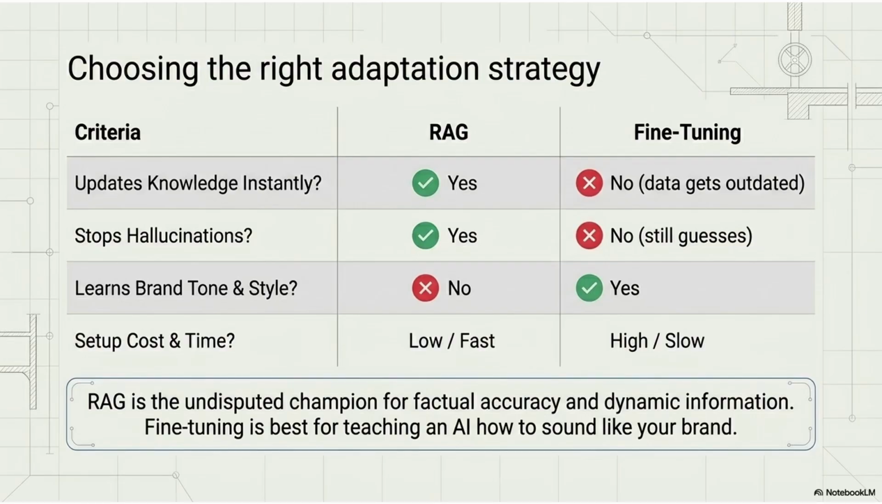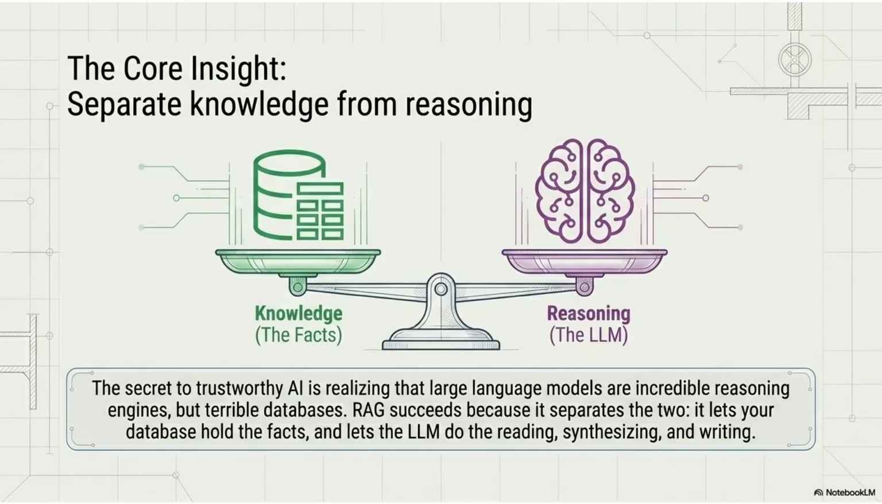So the core insight of this video is to separate knowledge from reasoning. Large language models are incredible reasoning engines, but terrible databases. RAG succeeds because it separates the two. It lets the database hold the facts and lets the LLM do the reading, synthesizing, and writing. Stop asking the AI to remember everything and just make sure that it can look things up.